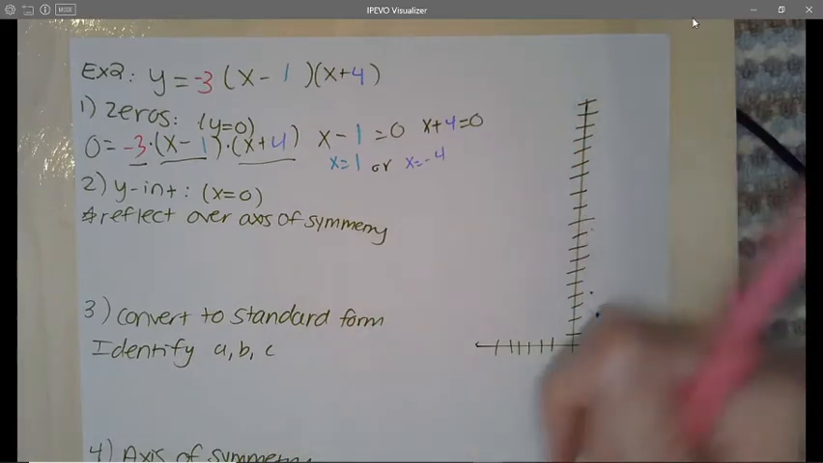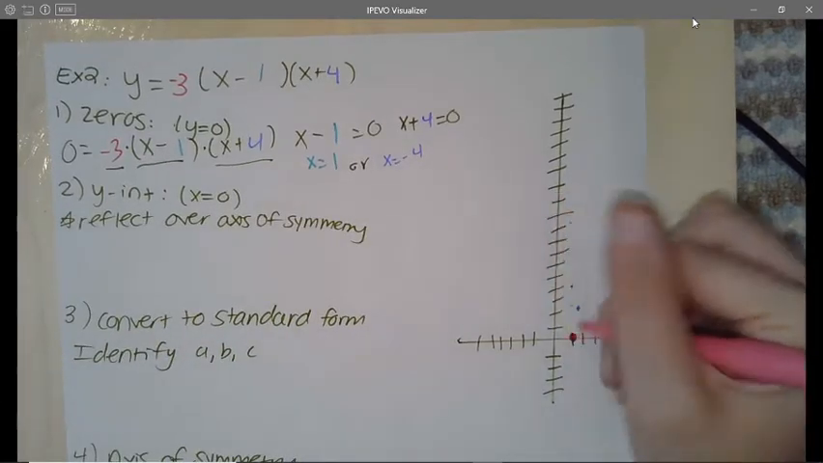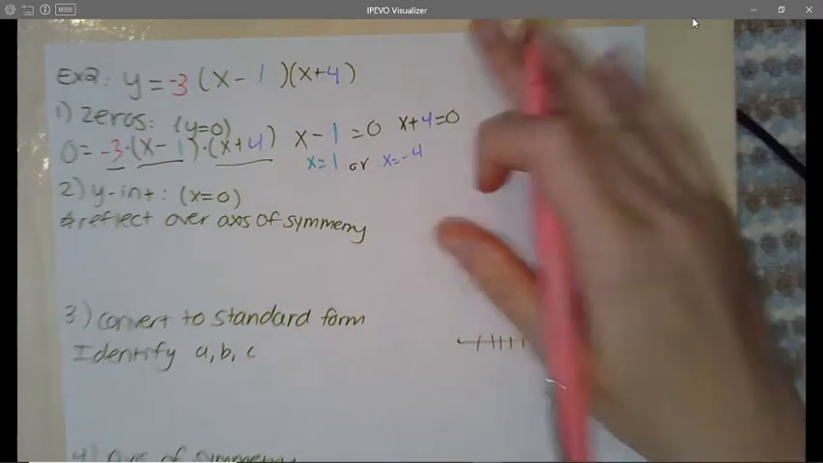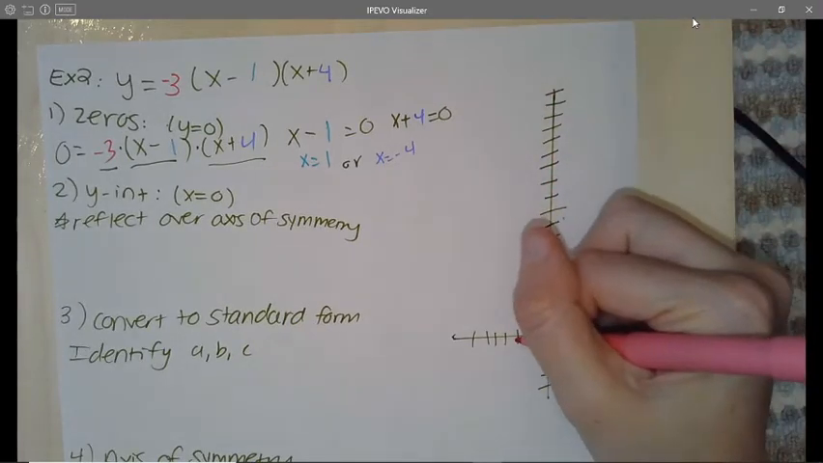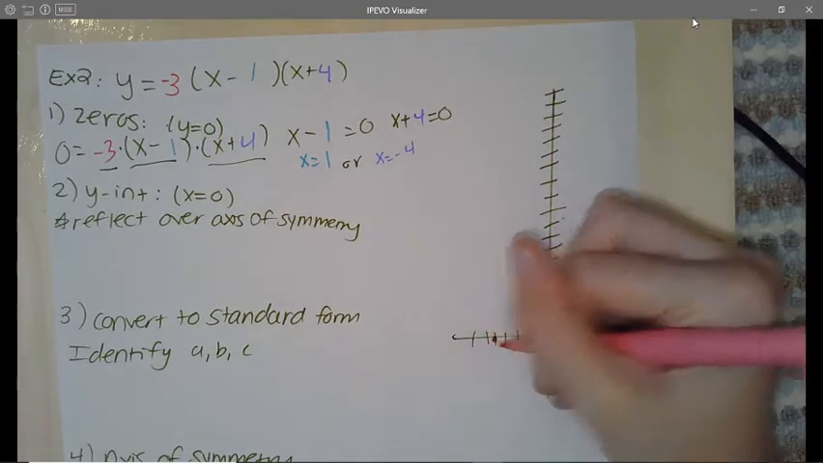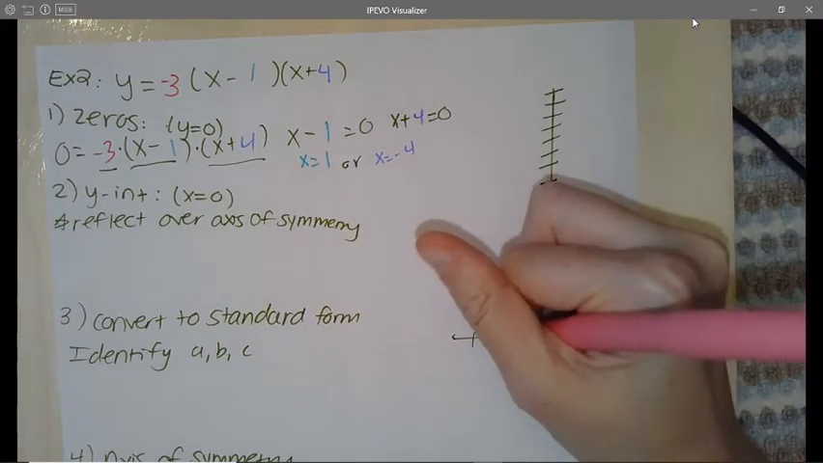Okay, so I'm going to go ahead and plot those on my graph. So I have 1 at 1. Get it? 1 at 1. Board slapper. Oh man, I cracked myself up. And 1 at -4. 1, 2, 3, 4. So here are my x-intercepts. I have one x-intercept and I have another x-intercept.